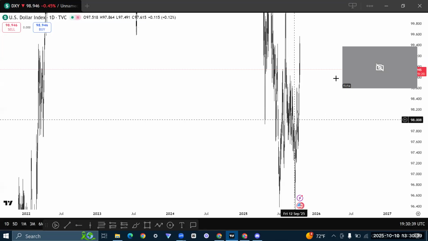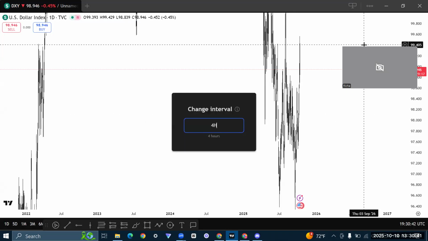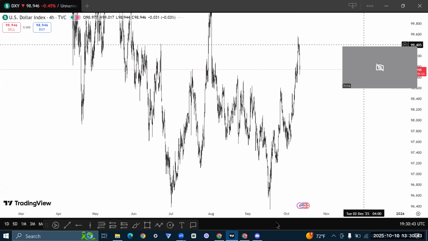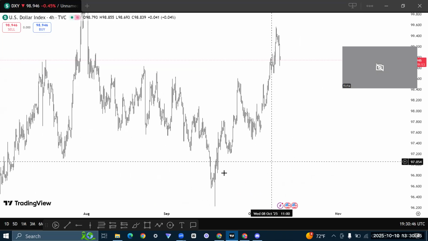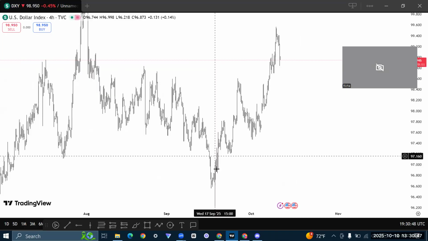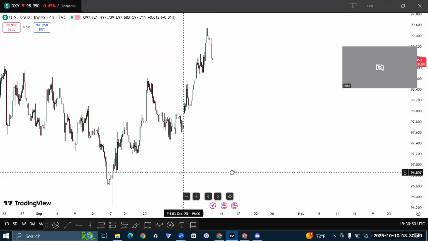Damn, it's not gonna let me. I gotta pay for it. I'm not paying for it. 4 hour. The 4 hour. Yeah, I usually like to do the 11 hour. I just gotta renew my TradingView.